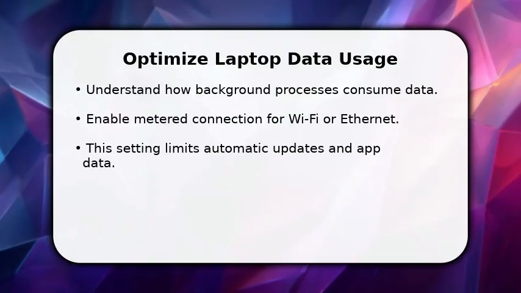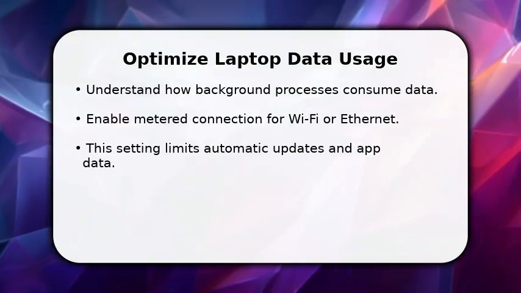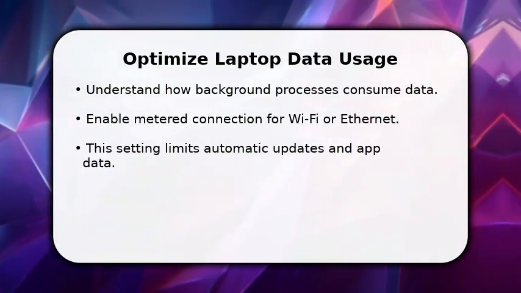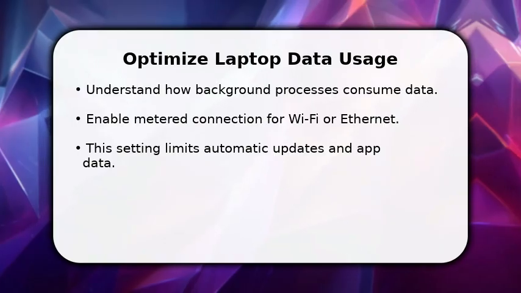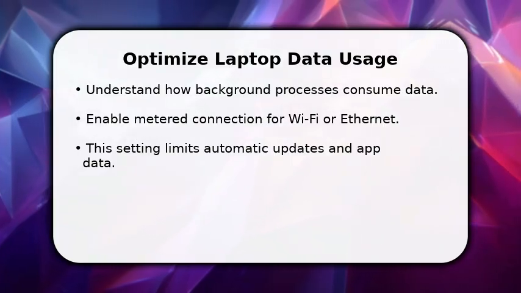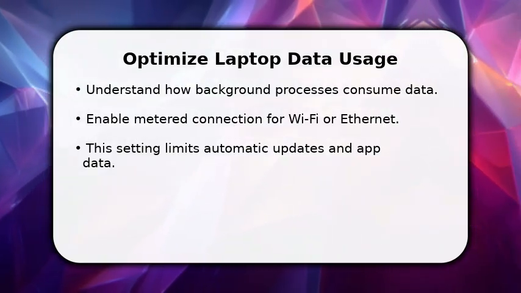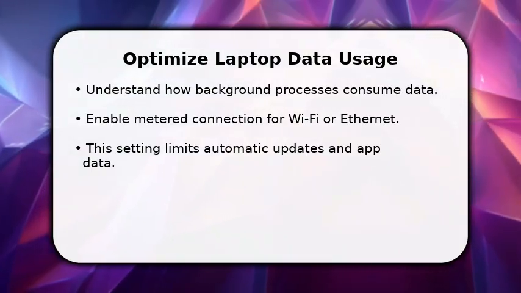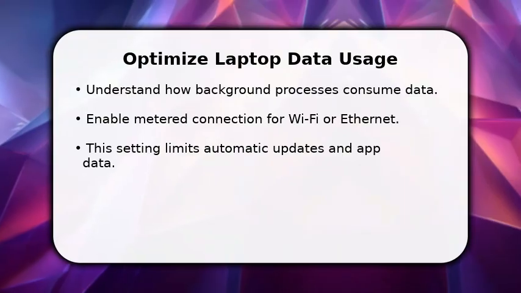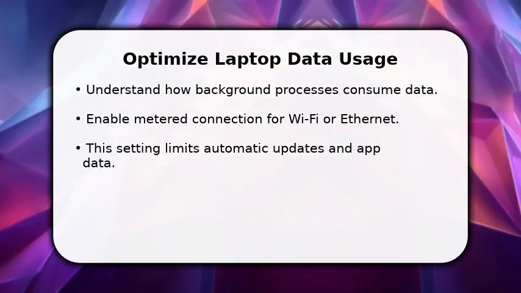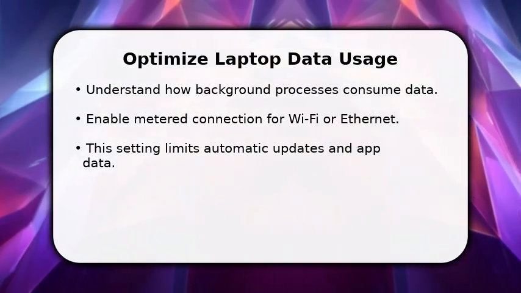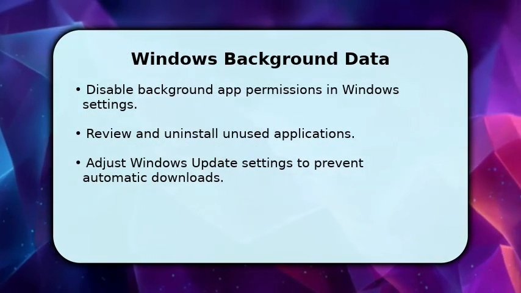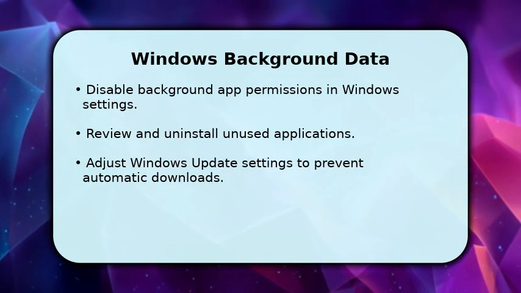In this video, I will explain how to use low net on your laptop. Many applications and system processes consume data in the background, even when you are not actively using them. A key step is enabling a metered connection for your Wi-Fi or Ethernet. This tells your operating system to reduce data usage by limiting automatic updates and background app activity, saving you valuable megabytes.